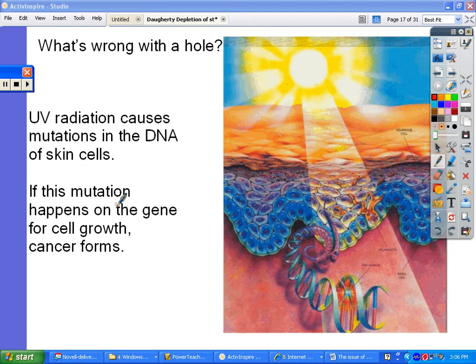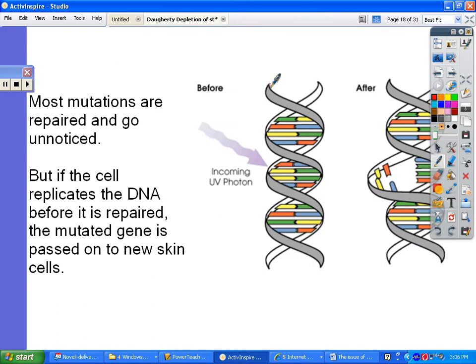If this mutation happens on the gene for cell growth, meaning that there's a gene in your DNA that controls when the cell should divide, if that code is mutated, then your cell doesn't know when to divide, and it keeps dividing, and cancer can develop. You get a tumor.